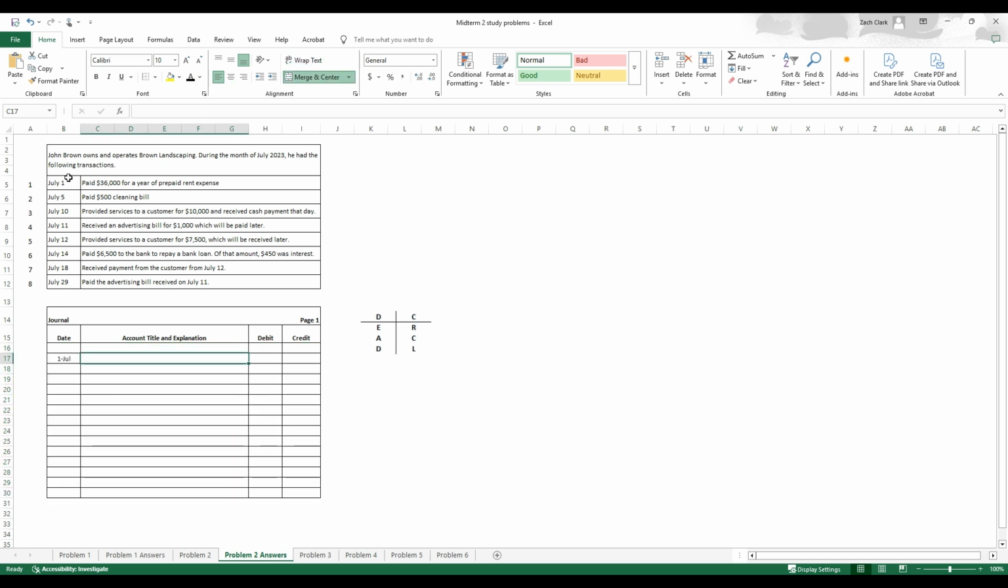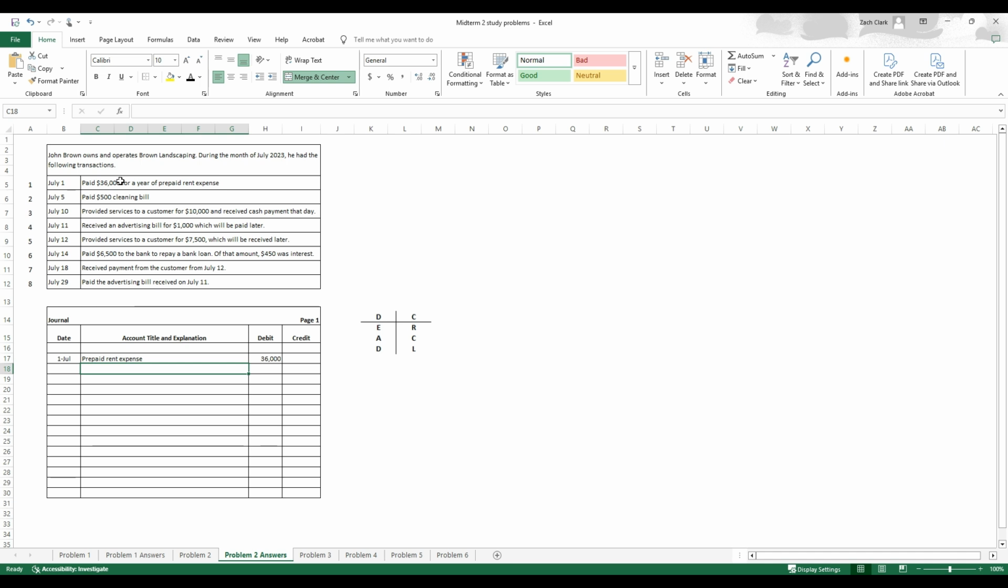Okay, July 1st, we paid $36,000 for a year of prepaid rent expense. So remember that prepaids are always assets. So we're going to increase those with a debit. And remember, our debits go first. So we're going to say prepaid rent expense, and that's $36,000.